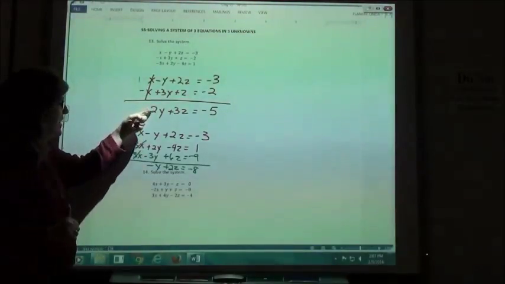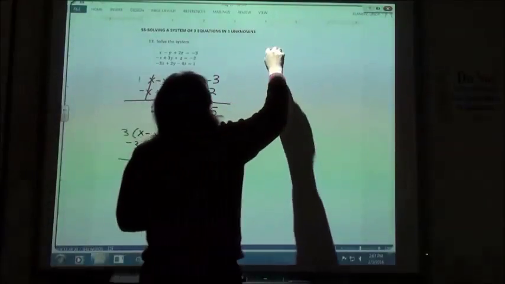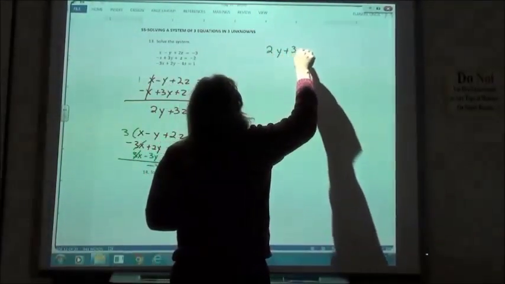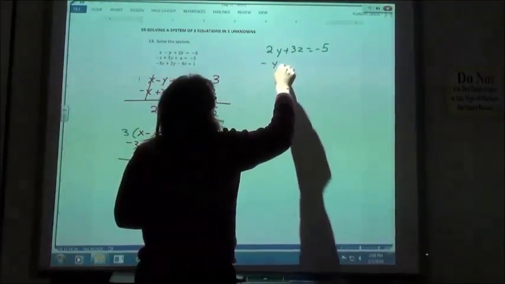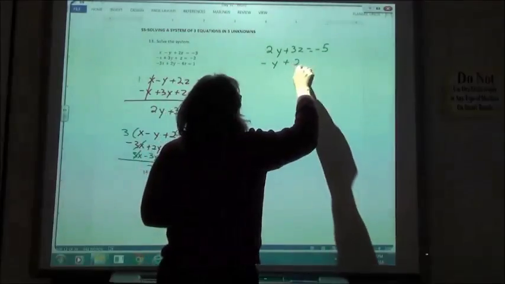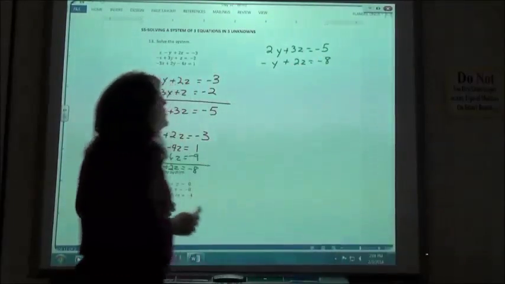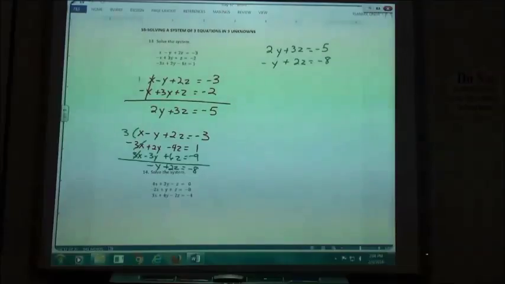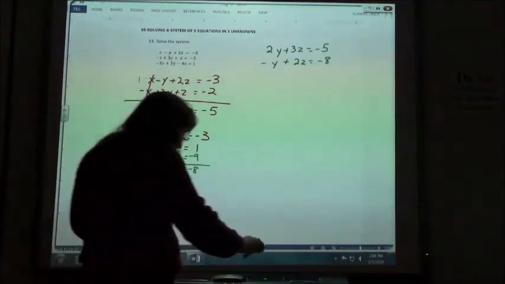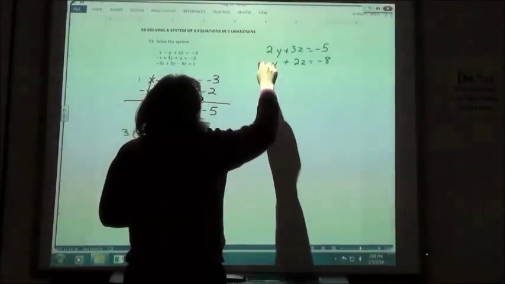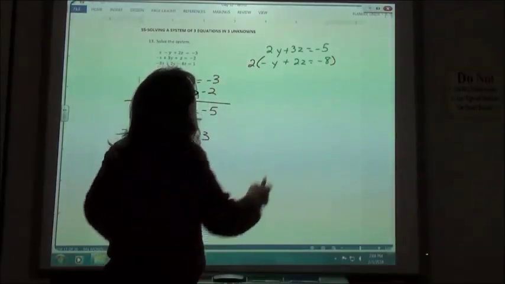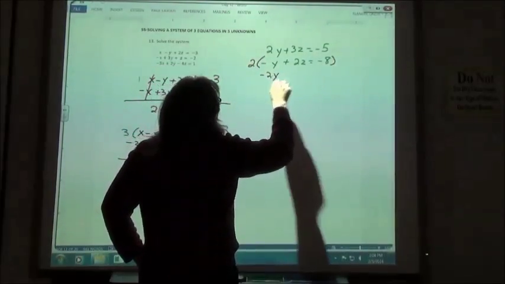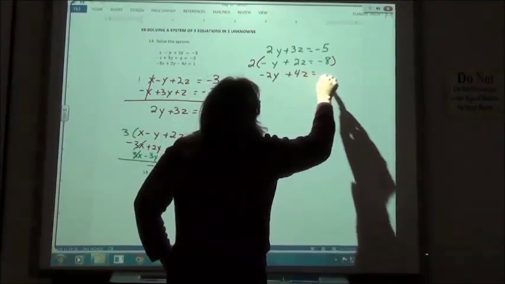Now I'm going to use this equation with this equation. So I have 2y plus 3z equals negative 5, and I have negative y plus 2z equals negative 8. So thinking of that as my system of equations with 2 variables, I can either get rid of the y's or get rid of the z's. The y's look easier to get rid of, so I'm going to go with the y's. I'm going to multiply my bottom equation times 2 so that I have opposites in front of my y's. So negative 2y plus 4z equals negative 16.